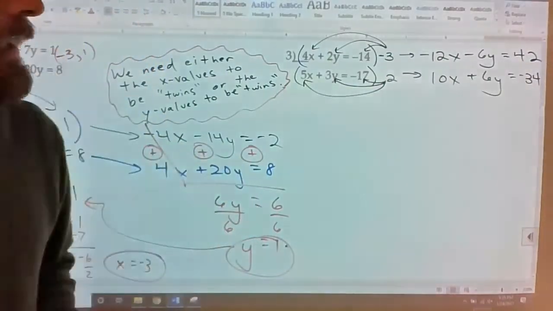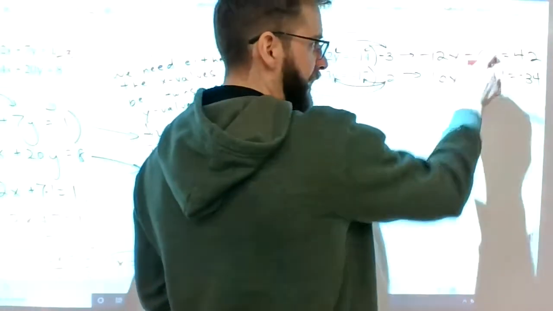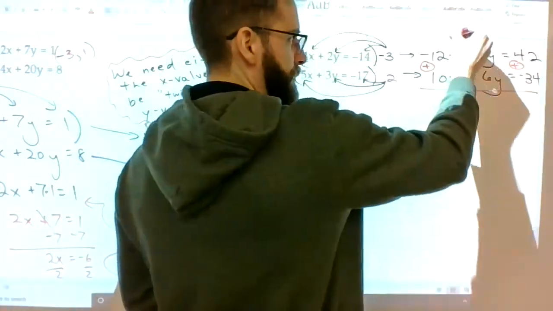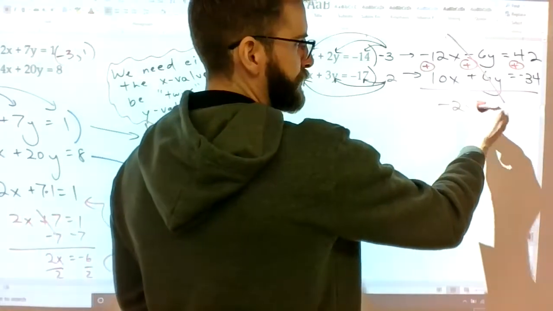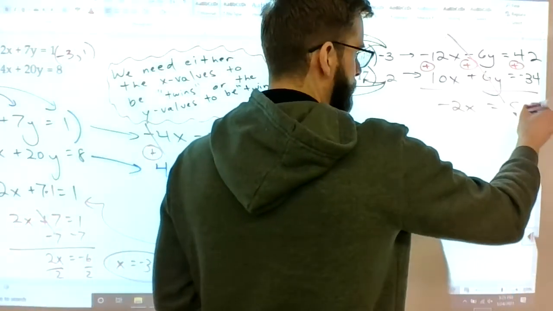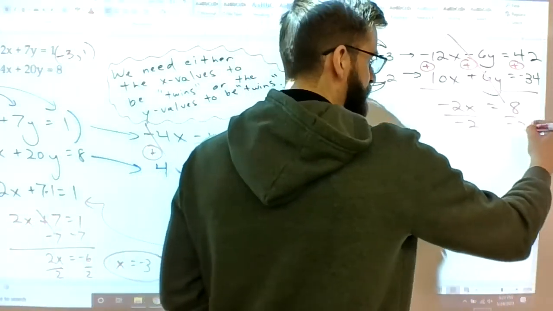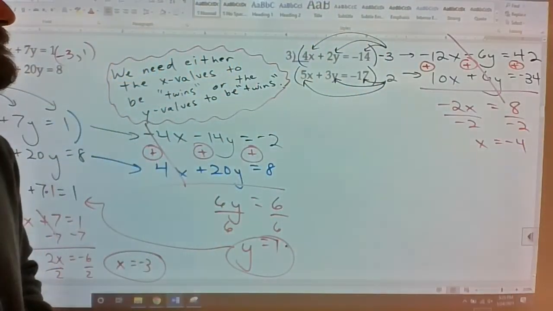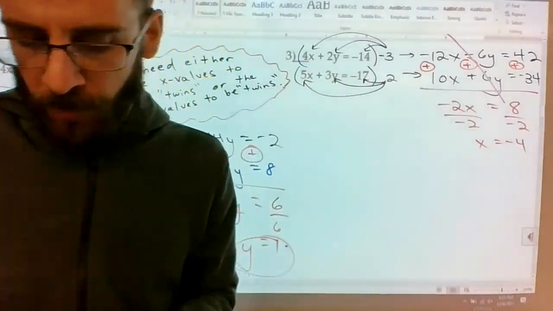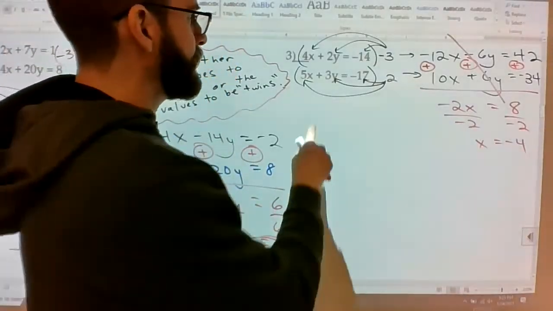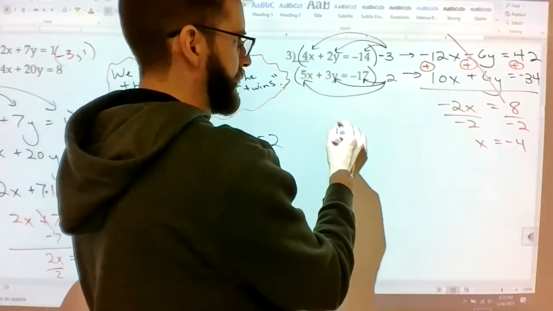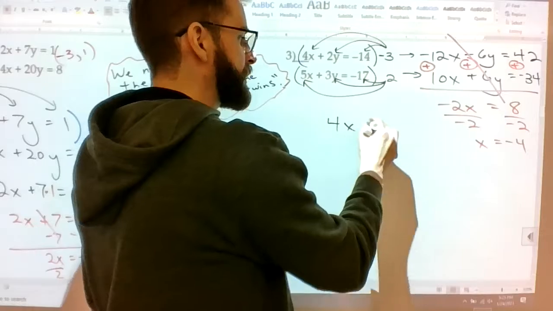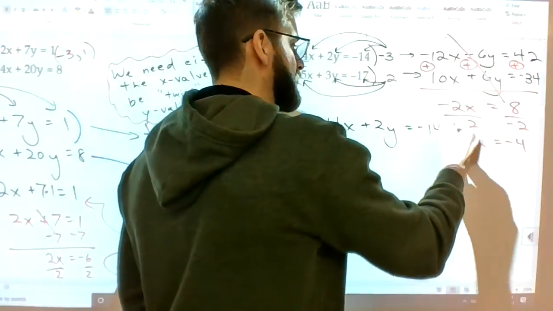All right. Now, because we've got this situation going, we can add the columns. Adding the columns gets rid of the y values. You're left with negative 2x is equal to positive 8. All right. The x value equals negative 4. At which point we take that negative 4, and we choose one of our equations. It appears that the top one might be better. Negative numbers, it doesn't really matter. They're just a little bit smaller to work with. 4x plus 2y equals negative 14.